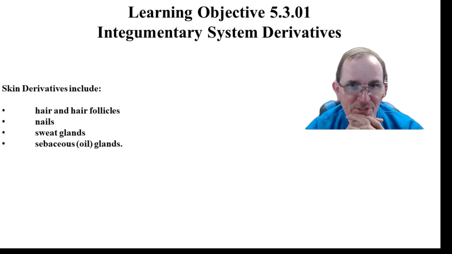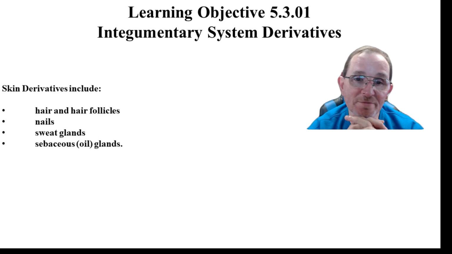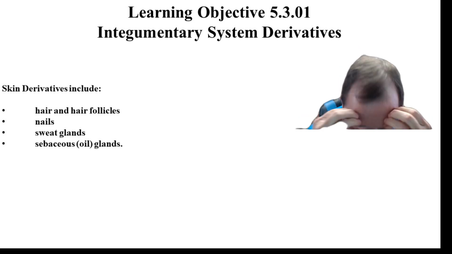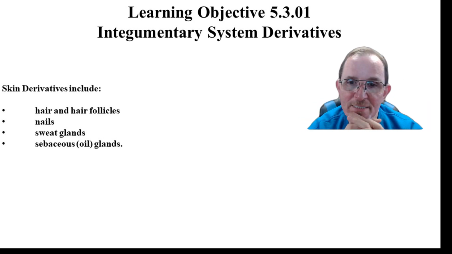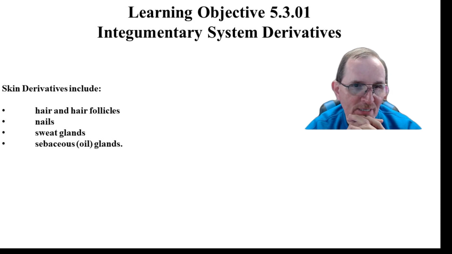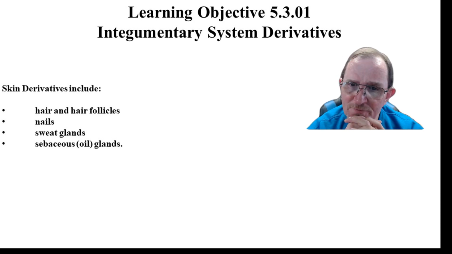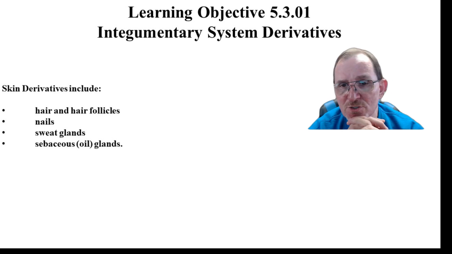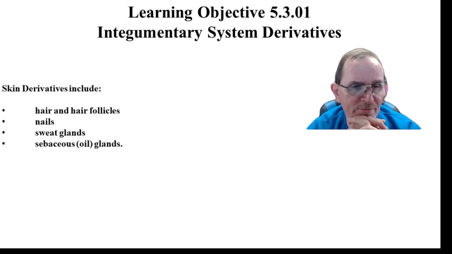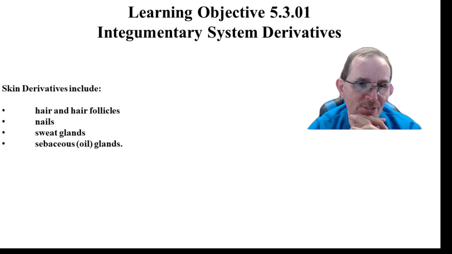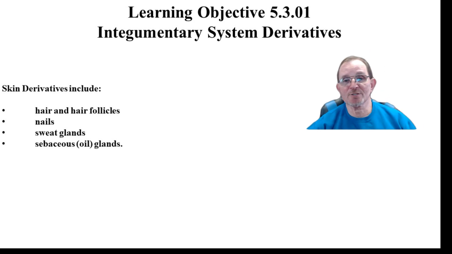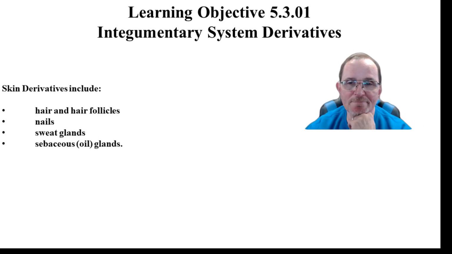Hey guys, time to finish up chapter 5. We're going to start talking about the derivatives that come from the epithelium of the skin. Talk about the hair and the hair follicles, the nails, the sweat glands, also known as sudoriferous glands, sebaceous glands, or the oil glands.